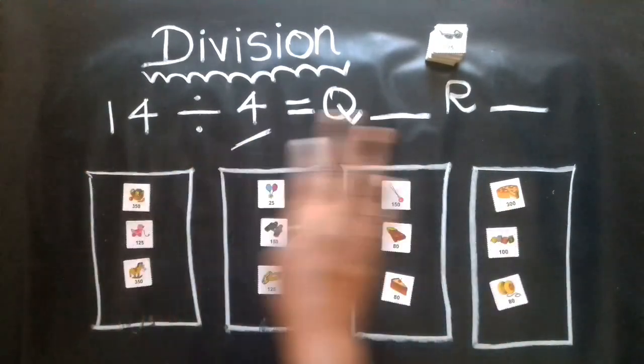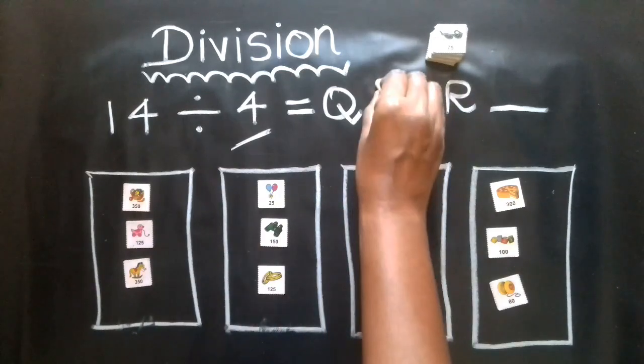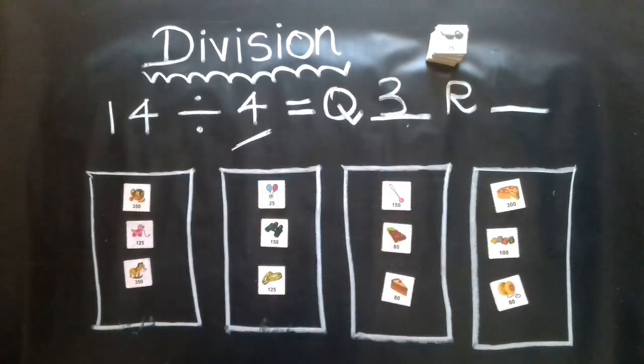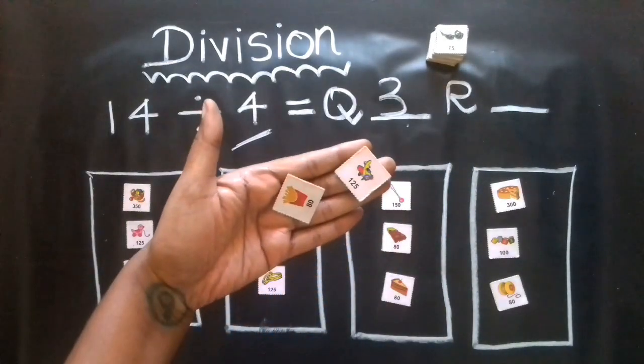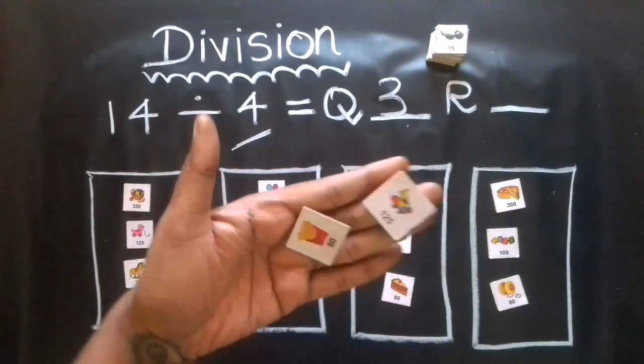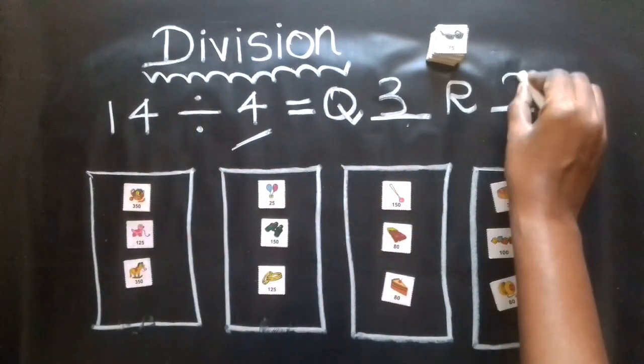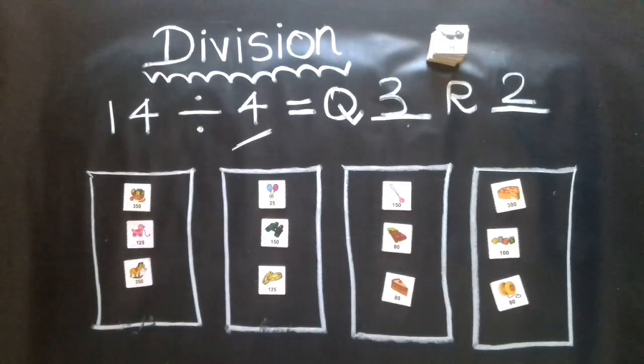From this picture, you can say clearly it's 3. So the quotient is 3. How many cards will be left over? 2 cards. So remainder will be 2.